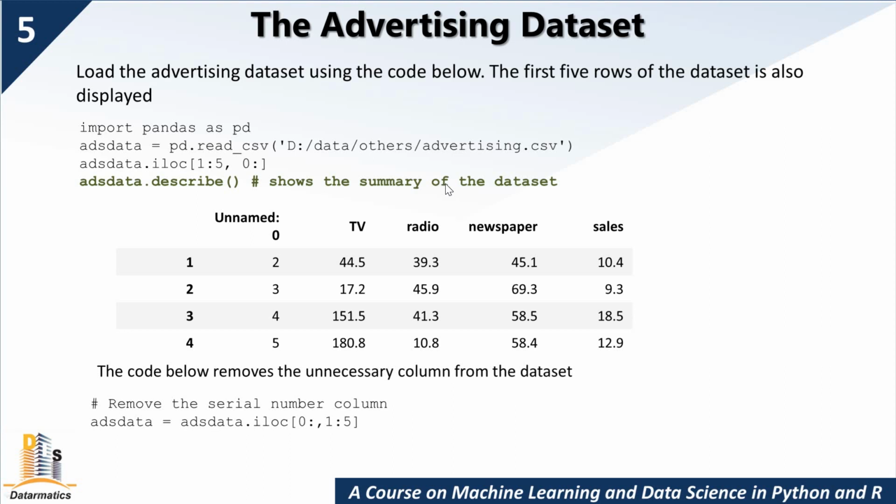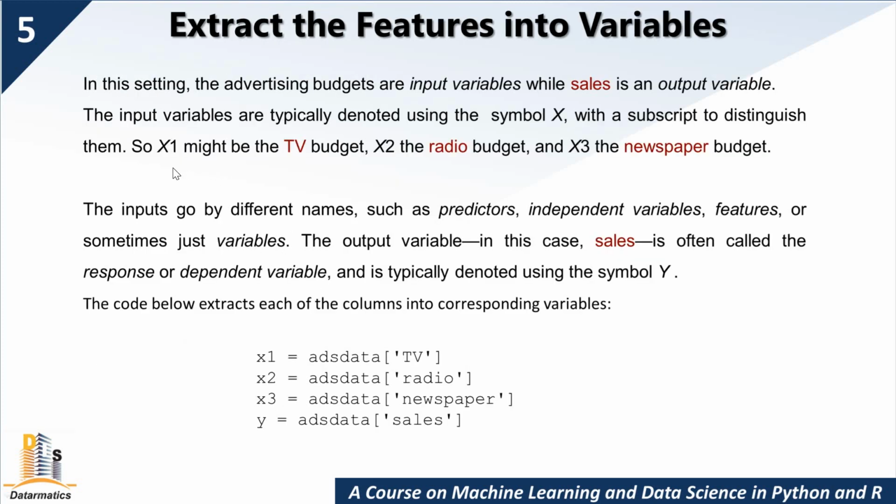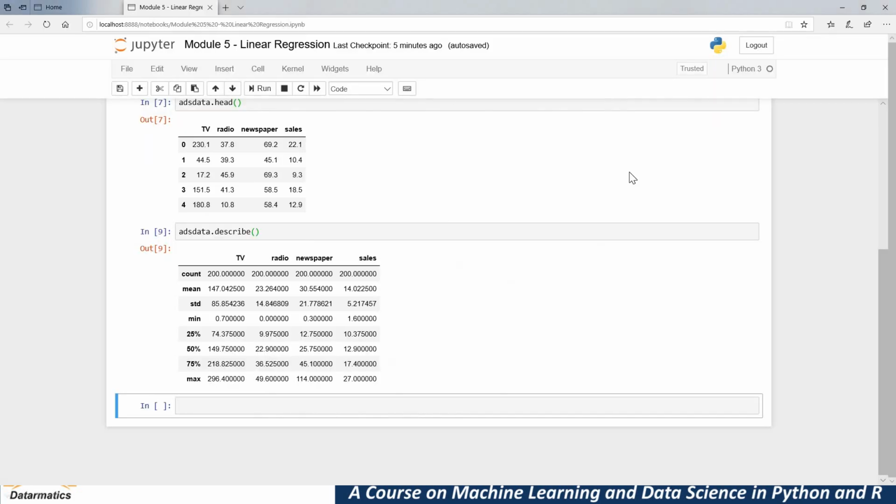Now, we've loaded the data. There's another way to load the data, which is this. I've also removed the unnecessary column from the data set, as you can see. So now the advertising budgets are input variables, while sales is the output variable. So we have TV, radio, and newspaper. These are three input variables, and the output variable is sales.